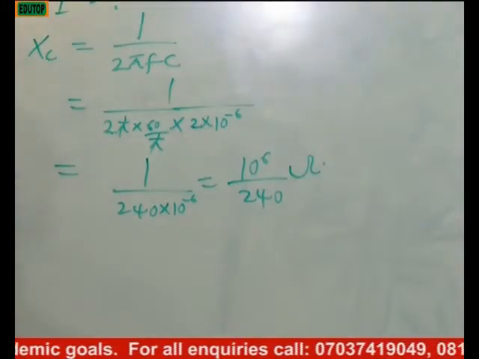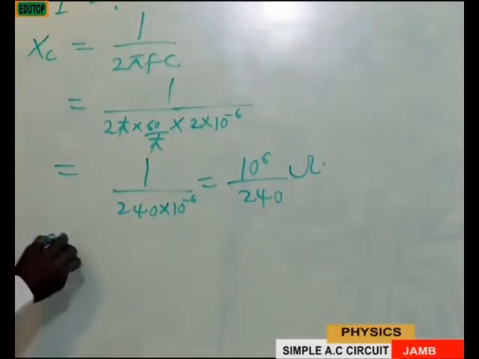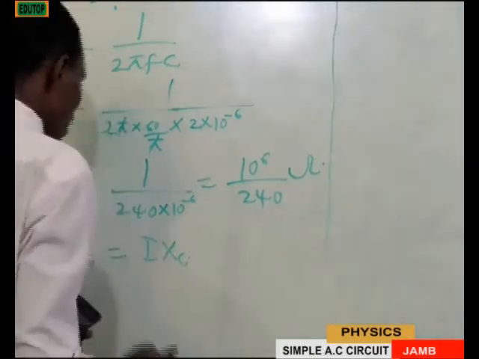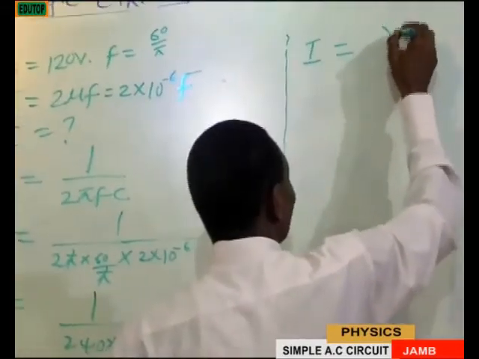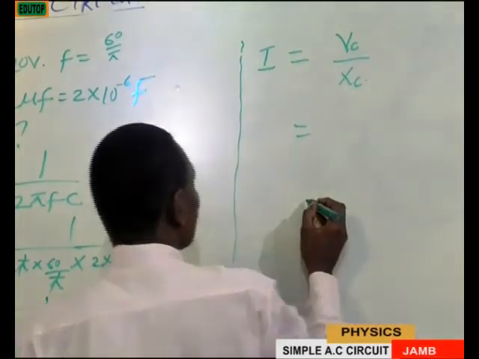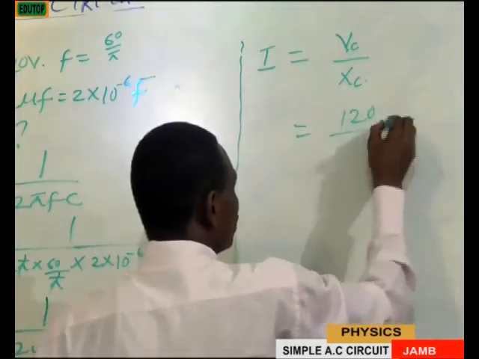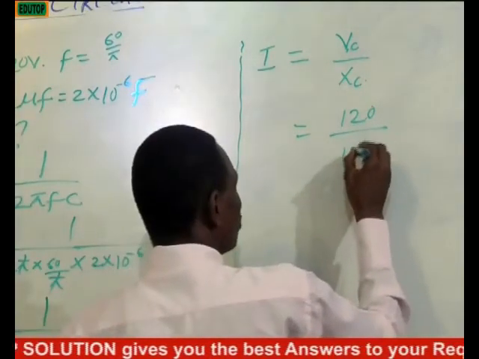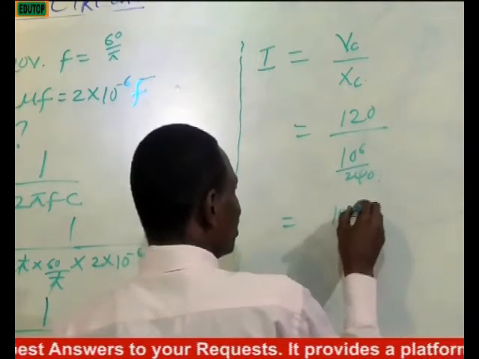That's not the end. We are looking for the current that will pass through the circuit. You remember that the voltage across the circuit is I times XC. Let's make I the subject of the formula. We are going to have I equal to Vc all divided by Xc. We have been given the voltage, 120, divided by Xc, which is equal to 10 raised to the power 6 divided by 240.